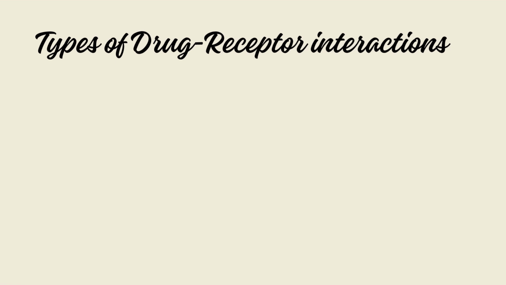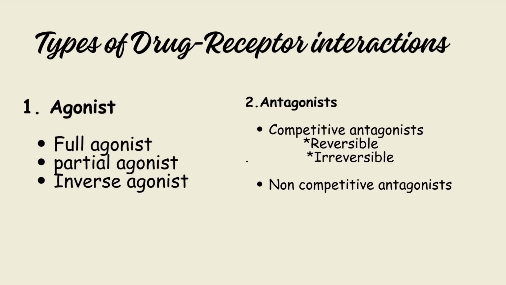The different types of drug interaction are agonist and antagonist. Before moving on to what agonist and antagonist are, let's see the classification. Agonists are of three types: full agonist, partial agonist and inverse agonist. Likewise, antagonists are of two types: competitive and non-competitive antagonists. Whereas competitive antagonism happens in two ways: reversible and irreversible. Let's learn each one of these with examples.